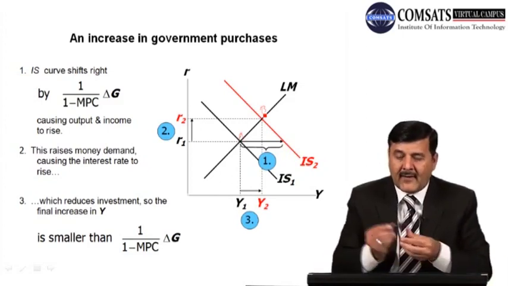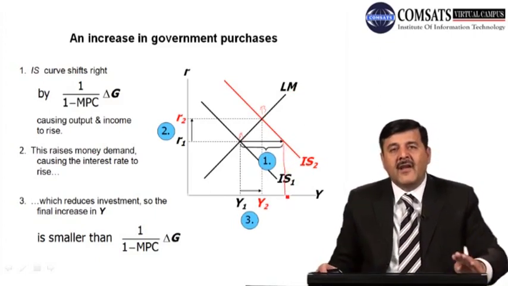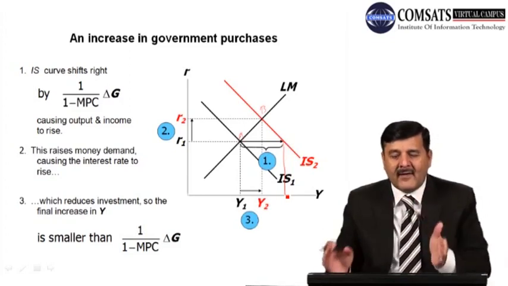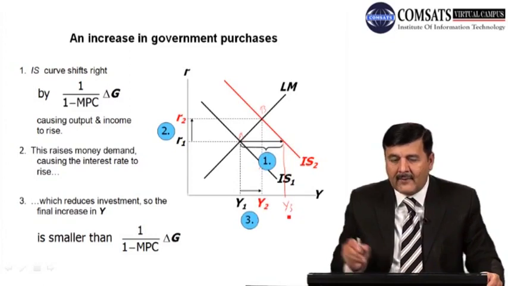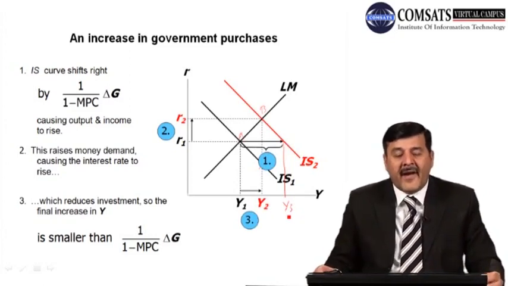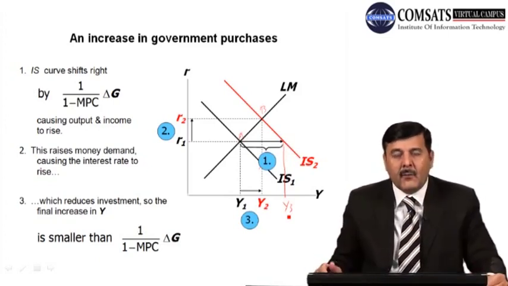Y3. Suppose we call it Y3. At the initial rate of interest, this is the level of income. Now with the change in government purchases, income has increased from Y1 to Y3, but this raises money demand and causes the interest rate to rise from R1 to R2, and the economy comes back to equilibrium where the new IS curve intersects the existing LM curve at point B.